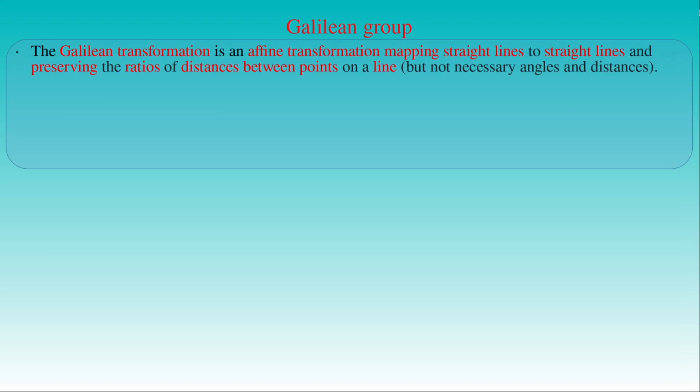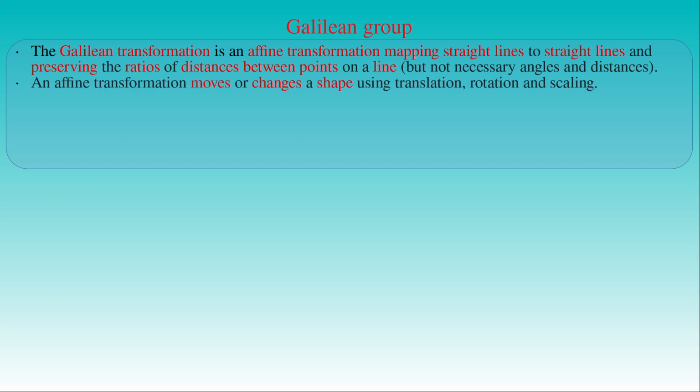Another important property of the transformations mapping inertial reference frames into inertial reference frames is their affine character. The Galilean transformation G is an affine transformation, that is, it maps straight lines to straight lines and the ratios of distances between points on a line. In other words, G preserves collinearity, that is, if a collection of points sits on a line before the transformation then they all sit on a line afterwards, and also preserves the ratios of distances along a line, but it does not necessarily preserve lengths or angles. Such a transformation moves or changes a shape using translation, rotation, and scaling while keeping straight and parallel lines intact.